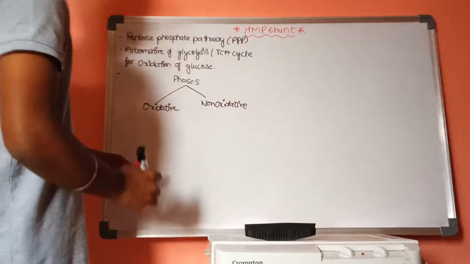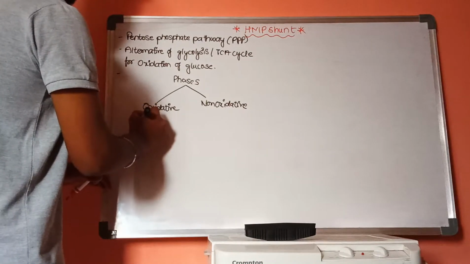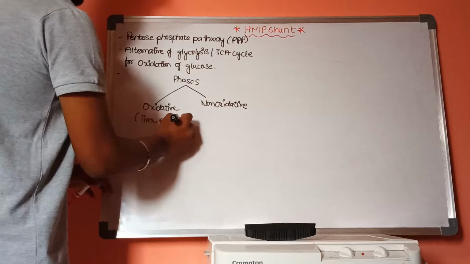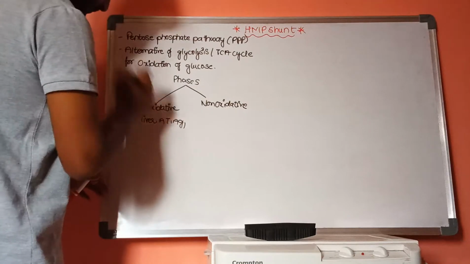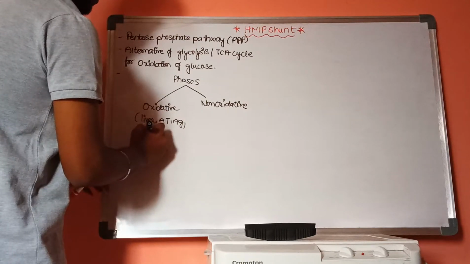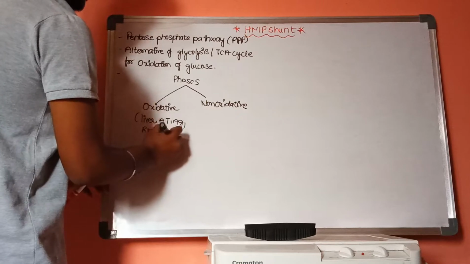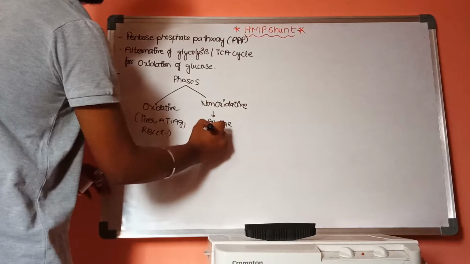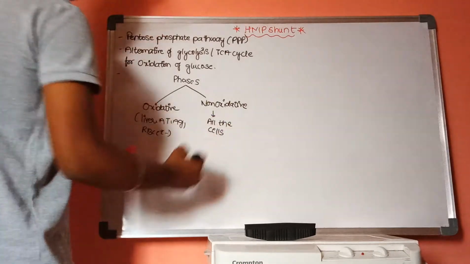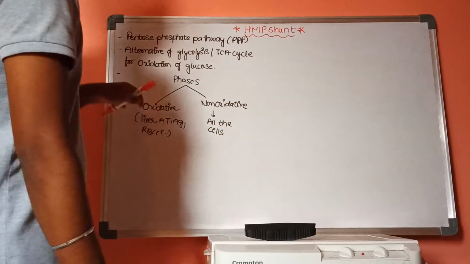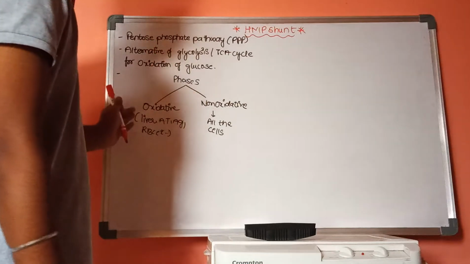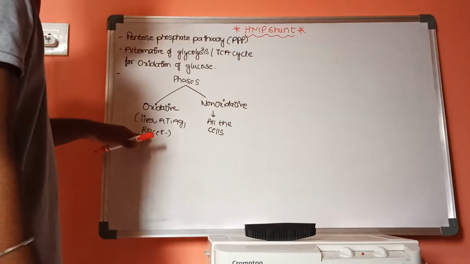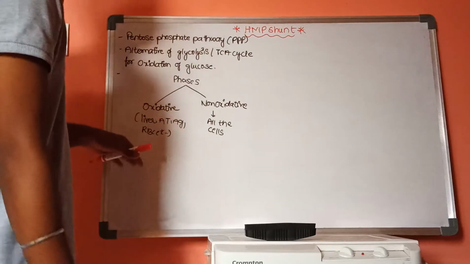The oxidative phase takes place in liver, adipose tissue, adrenal gland, RBC, etc., whereas the non-oxidative phase takes place in all the cells of our body.